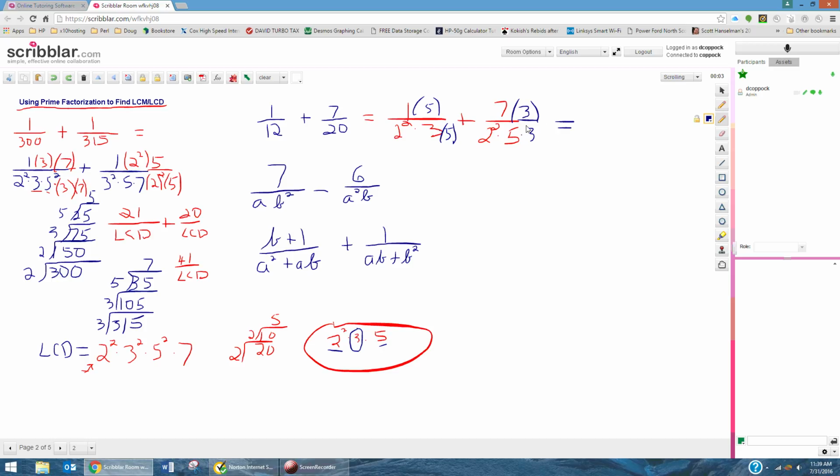So this is 5 plus 21 is 26. And the LCD is 4 times 3 is 12. 12 times 5 is 60. And that reduces to 13/30.